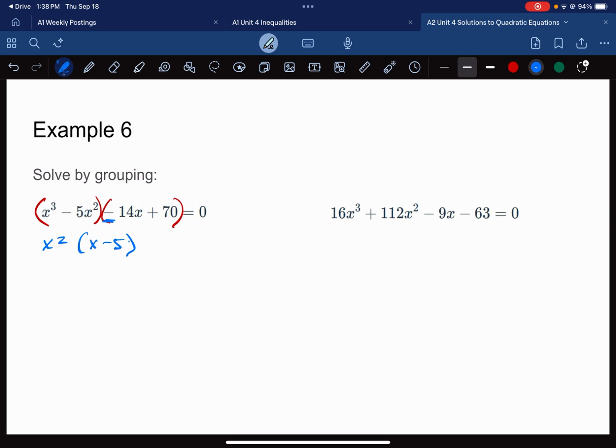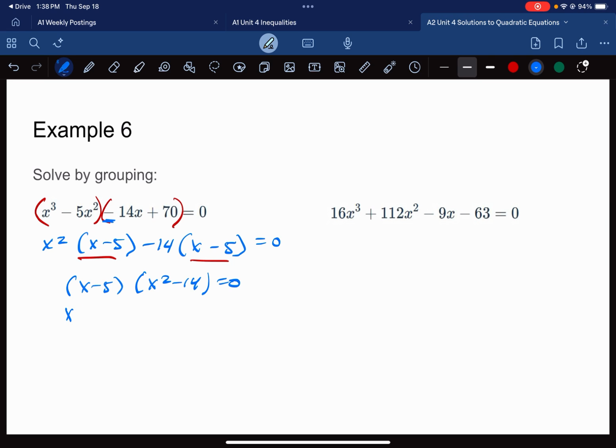See, I've got to get x minus 5 from my other binomial, so I know I'm going to factor out negative 14, because that's going to leave me with x, and then negative 14 times 5, it's got to be negative 5, gives me 70. So negative 14 times negative 5 makes positive 70. And so you see this common factor now of x minus 5, and we factor that out, and what remains is x squared minus 14.